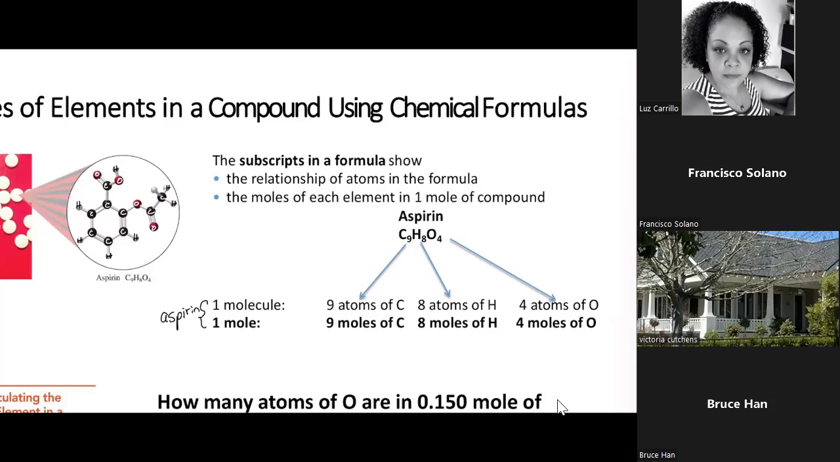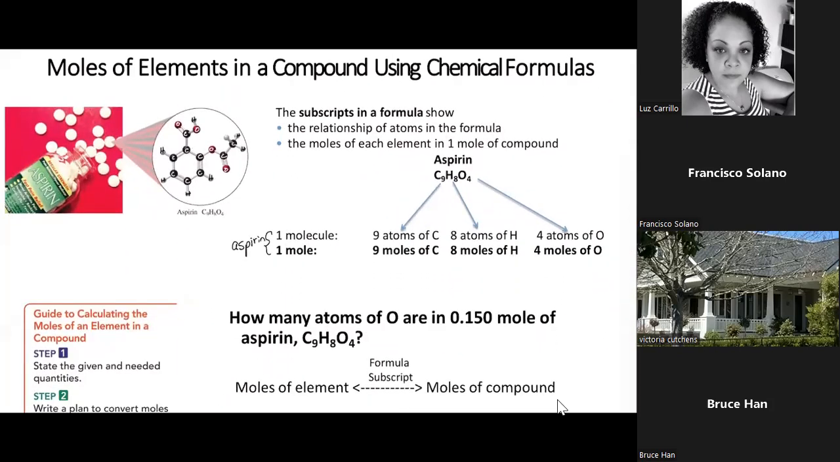But we can also define it as a molar amount. In one mole of my compound, because there's a subscript of 9 by the carbon, there's 9 moles of carbon, there's 8 moles of hydrogen, and 4 moles of oxygen. So whenever you need to understand how many moles of a particular atom I have in my compound, then I need to utilize the formula subscript for my conversion. Okay.